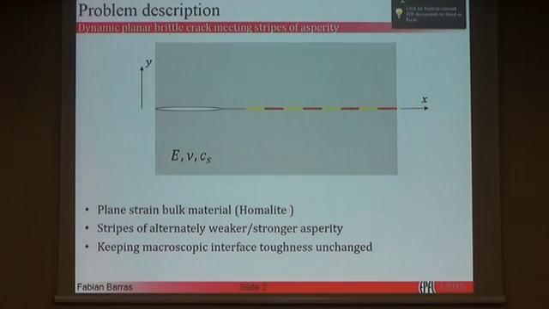And to study this, we have a very simplified setup. So just to make the difference with the case that David presented before, here it's a plane strain condition. So you have a crack that is straight and that will remain straight, and the stripes are not, as before, in the same direction as the propagation of the crack, but perpendicular to it. So a crack front has to break one asperity after the other. It's a plane strain bulk material, and I make stripes of alternately weaker and stronger asperities in order to keep a macroscopic fracture energy that is unchanged.